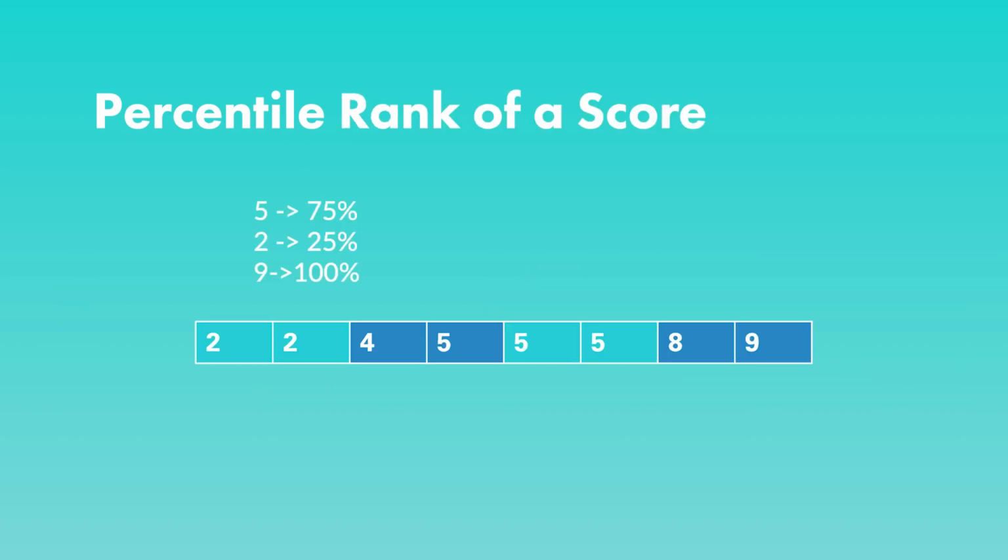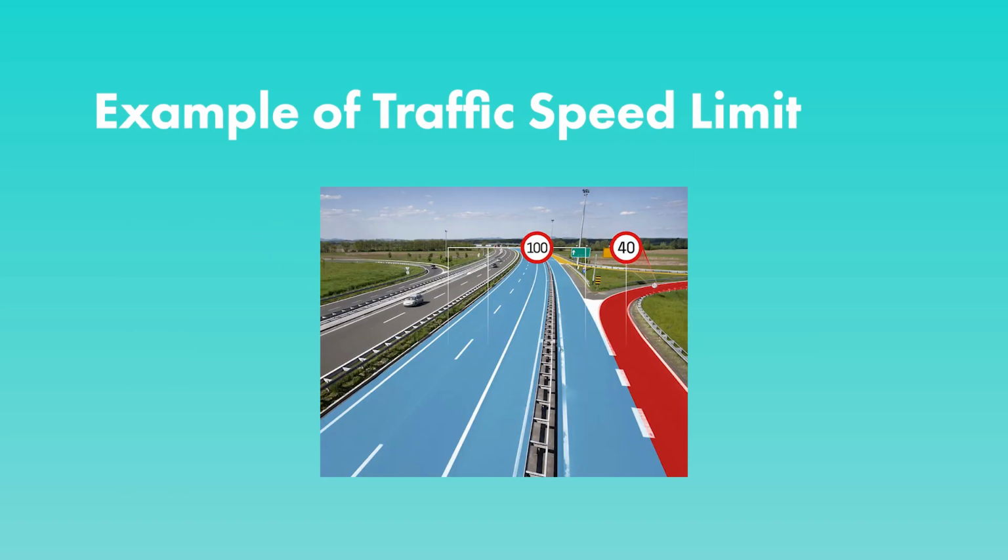So a related measure, when you flip the idea of percentile, is the percentile rank of a score. So you give a number and we give a percentage related to that number. That percentage represents the fraction of scores or values in the data that are less than that value. A cool example that I like to give has to do with percentiles and speed limits.